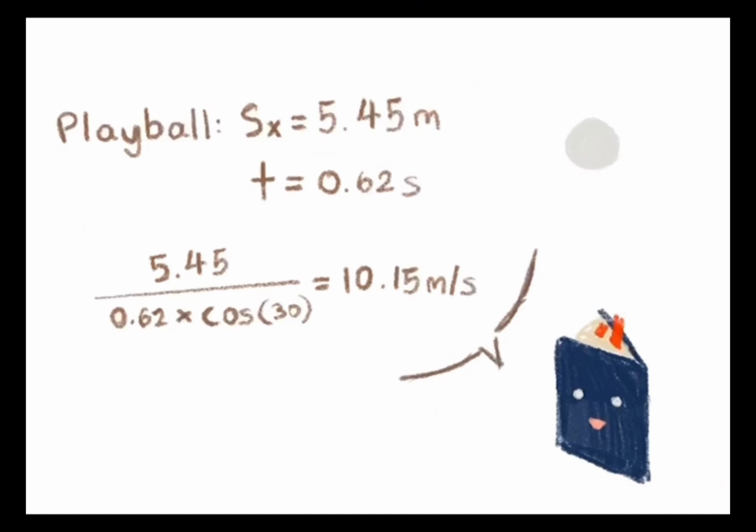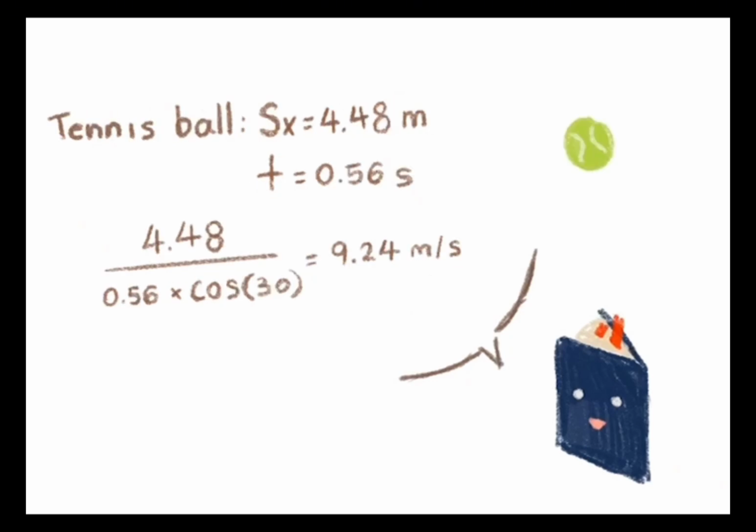We will use the equation initial velocity equals distance over time. Let's start with the play ball. For the play ball, we have a distance of 5.45 meters and a time of 0.62 seconds. Then we calculate the initial velocity and get 10.15 meters per second. We're going to use the same method with the tennis ball and baseball, as shown on the screen.